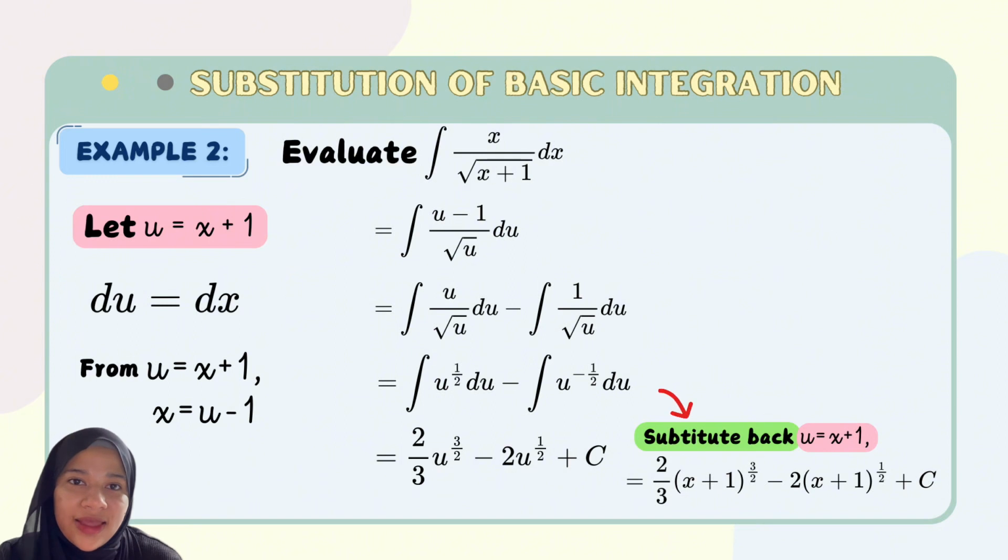And then the last step is to substitute back u equal to x plus 1. We get the final answer: 2 over 3 times (x plus 1) to the power of 3 over 2, minus 2 times (x plus 1) to the power of 1 over 2, plus c.